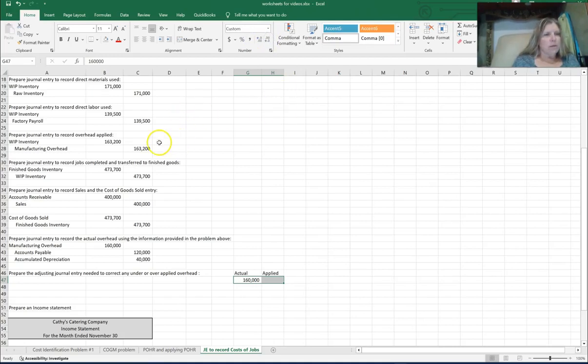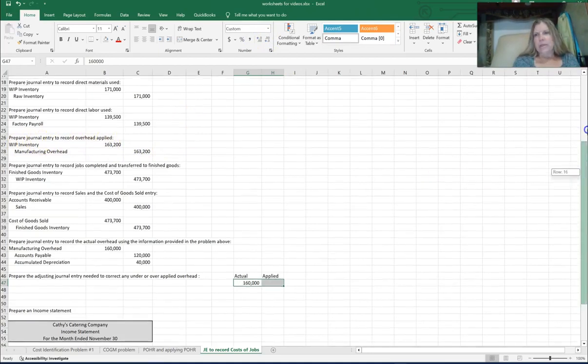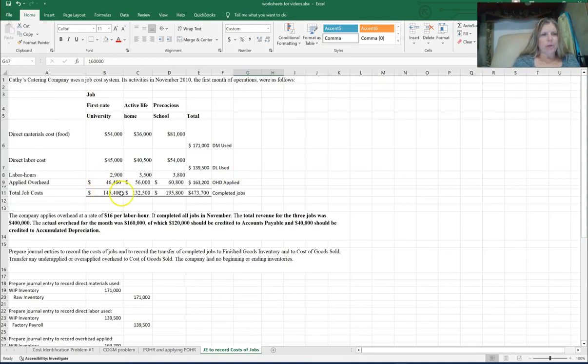Let's see. Our applied overhead is right here. Prepare the journal entry to record the applied overhead. And we also calculated it up here. Remember, we took the labor hours and multiplied it times the $16 per hour that we calculated. So we could also pick that number up from here, the applied overhead, 163.2.